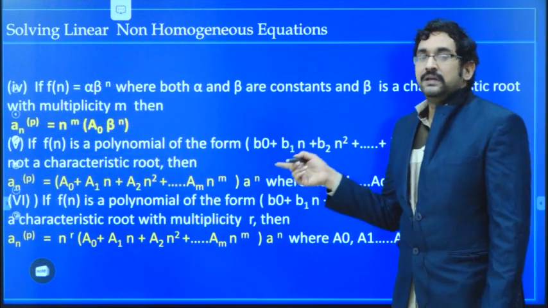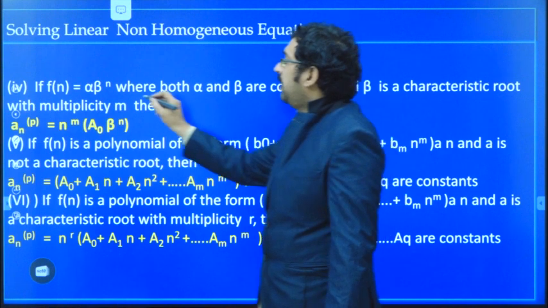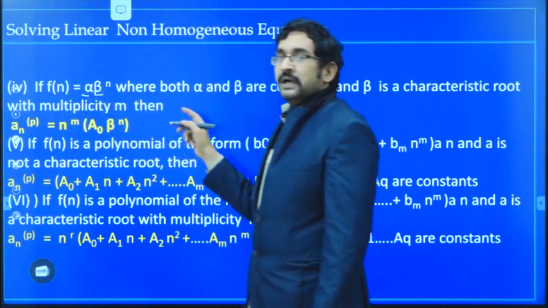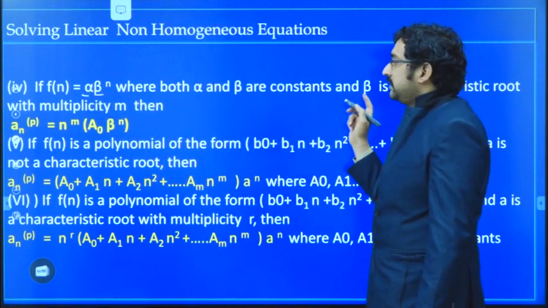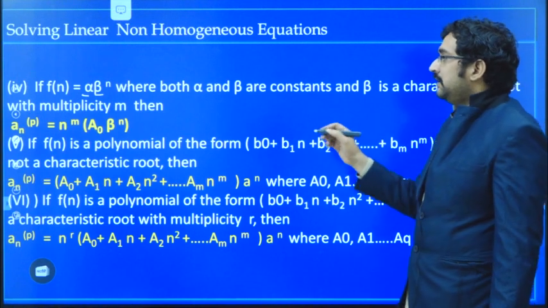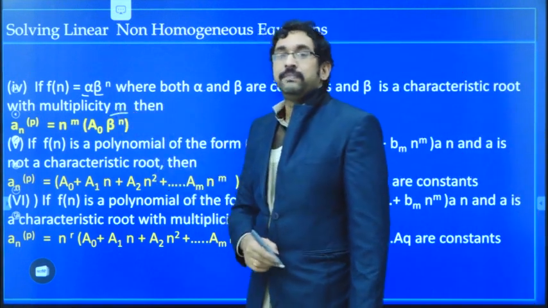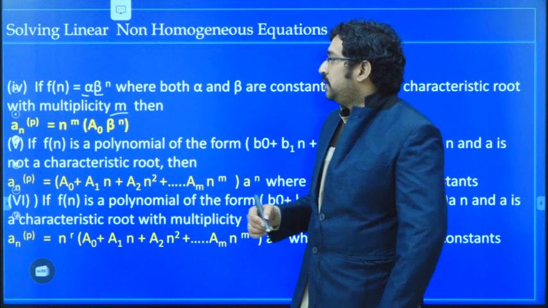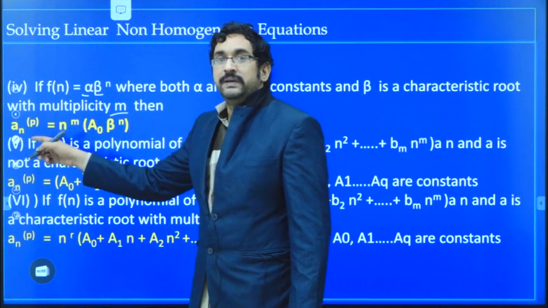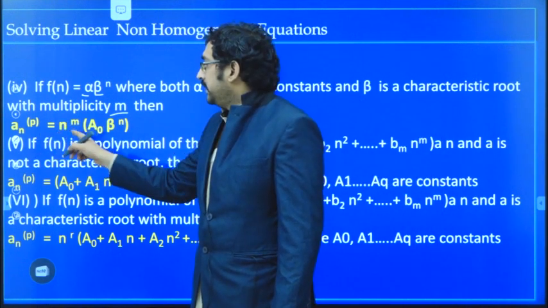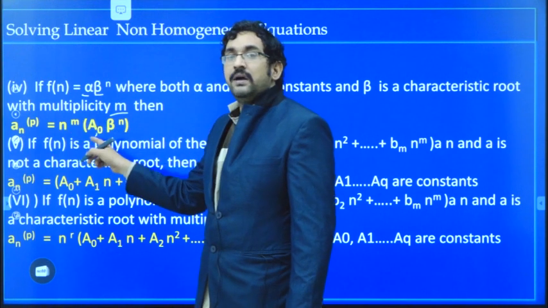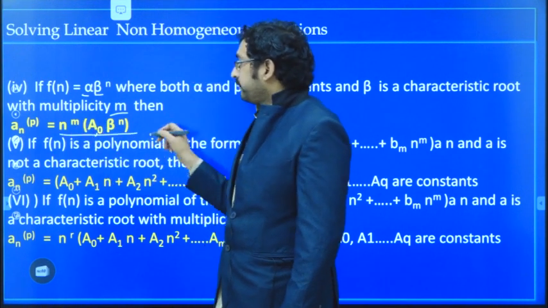See the next case: if the right hand side is in the form alpha into beta^n and beta is a characteristic root with multiplicity m. In that case, the particular solution will be a_n^p equal to n^m into a0 into beta^n.